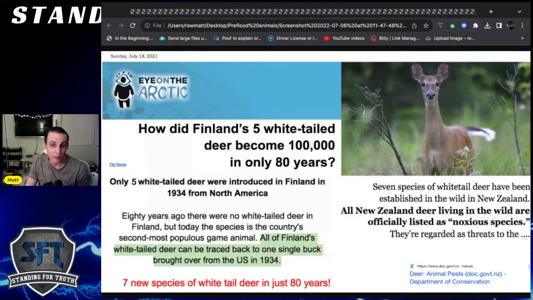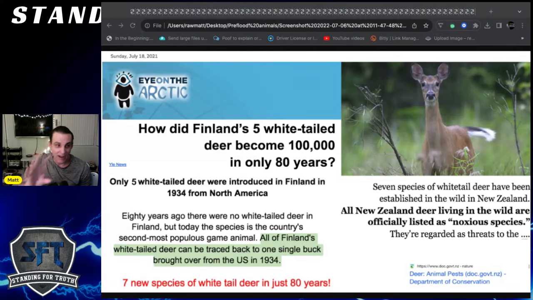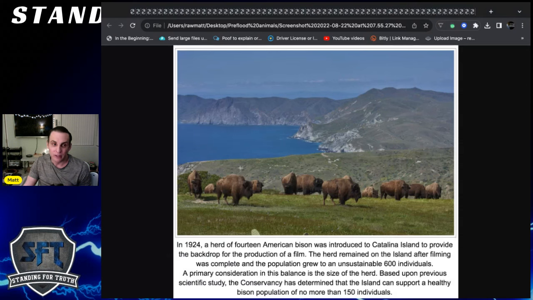How about deer? There were only 5 white-tailed deer, 4 female, I believe, and 1 male. And today they overpopulate. You can go there and hunt them all that you want. So there are 7 new deer species in just 80 years. Think about that. Massive amount. There are 100,000 deer there that you can go and hunt at any time. All from 5, 1 male. So clearly this is possible. How about when they took a herd of only 14 American bison over to Catalina Island for the filming of a movie, and they dropped them off and just left?